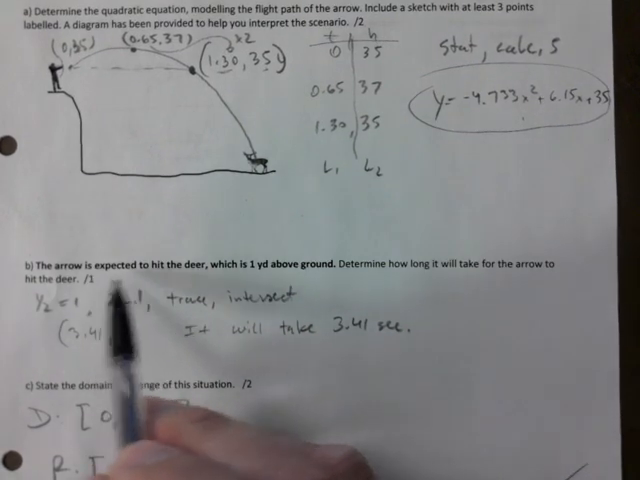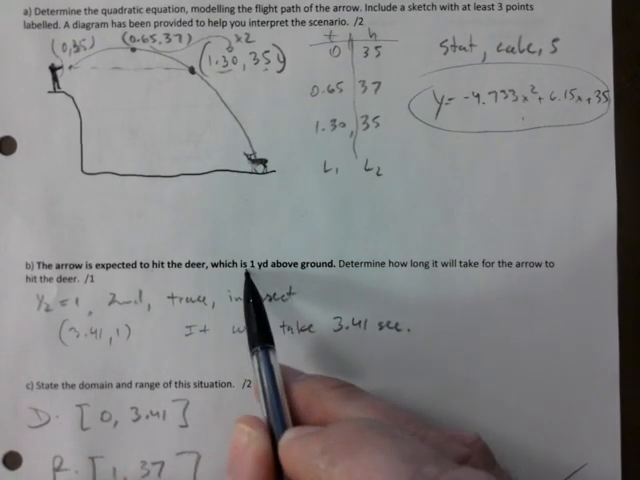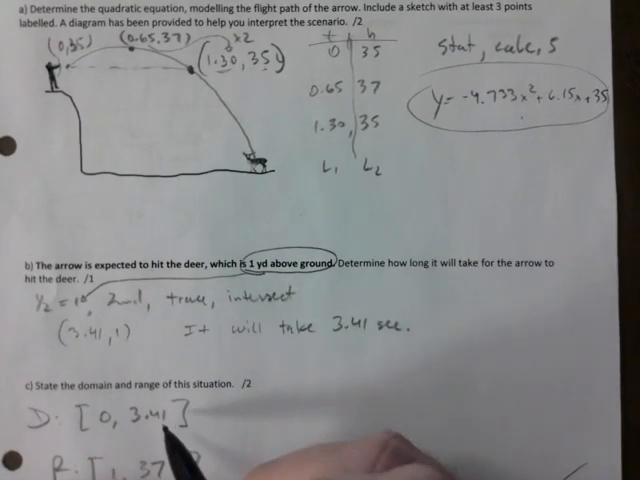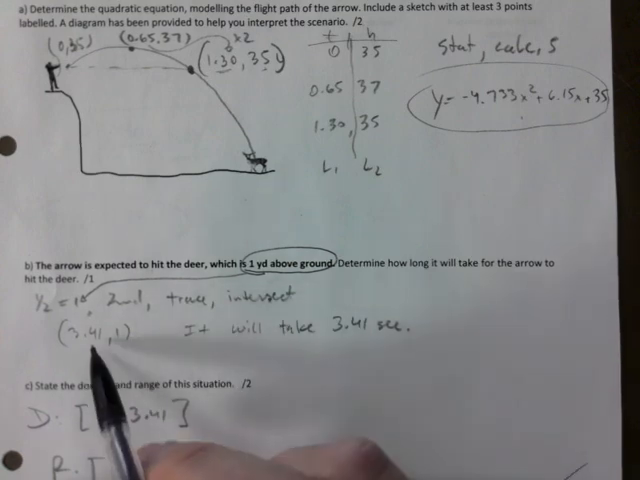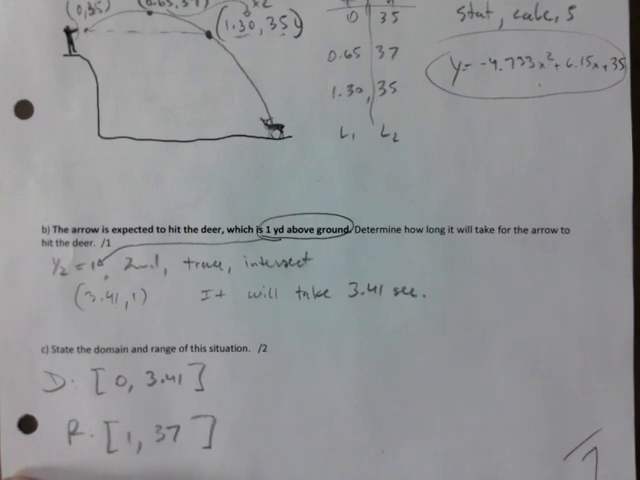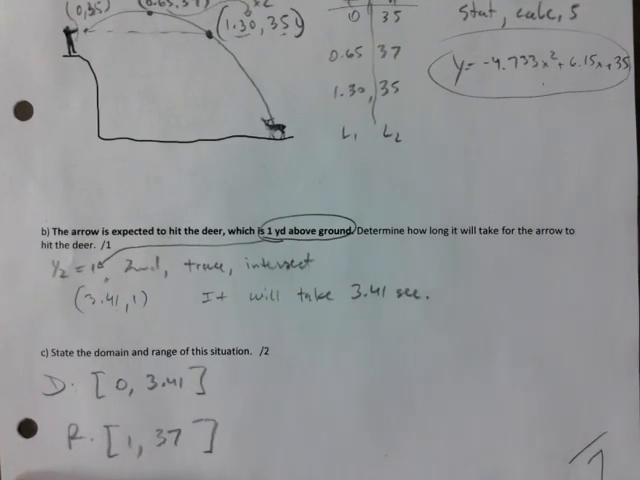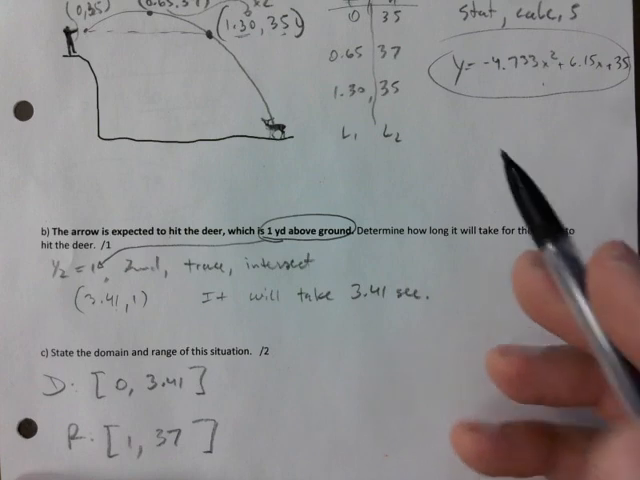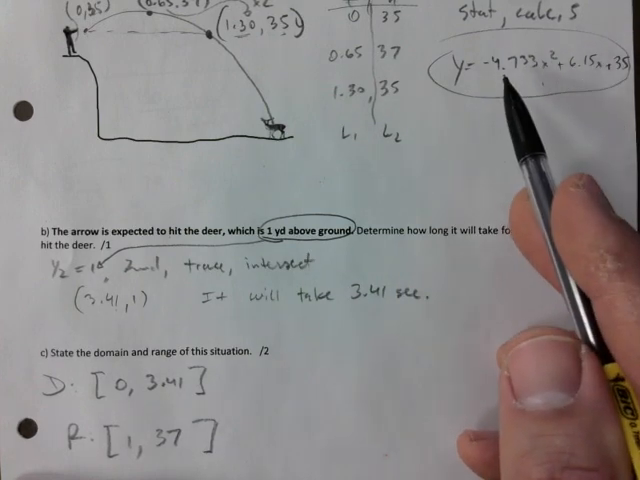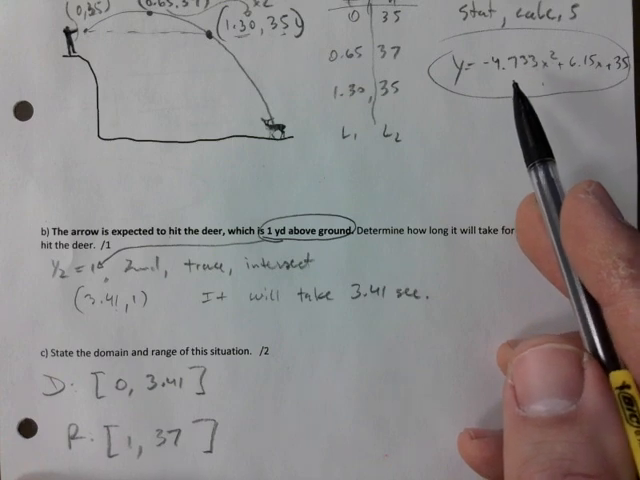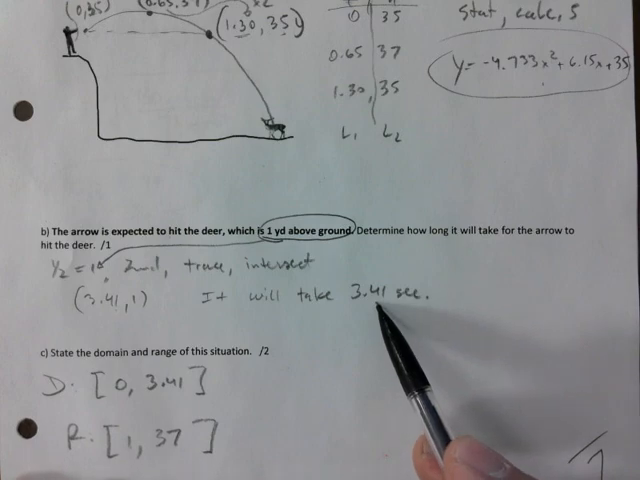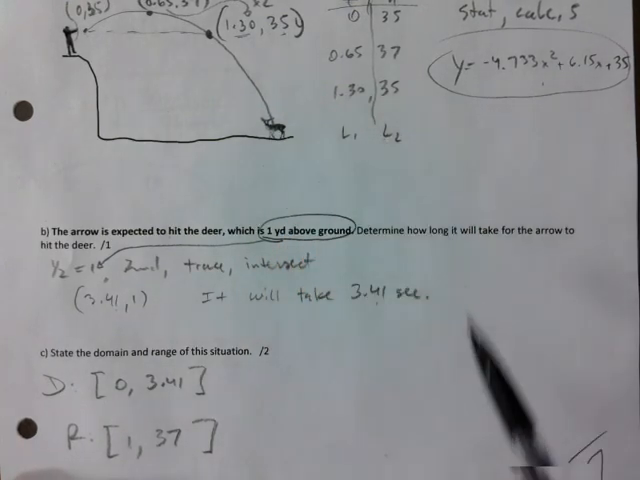And then the arrow's expected to hit the deer at 1 yard. So that's why y2 is equal to 1. You find the intersection. I had some rounding errors there, and sometimes it was just like 3.7 or something. But if you use the entire equation as provided by QuadReg, you should be getting this. So it takes 3.41 seconds for the arrow to hit the deer.